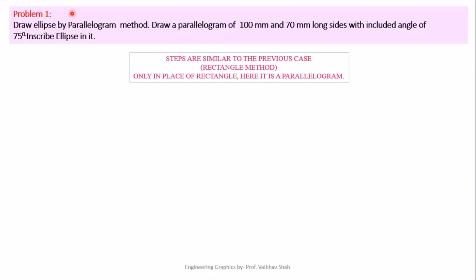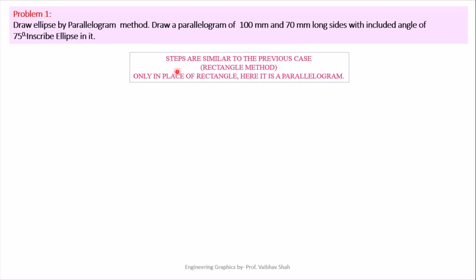So now we'll start from one of the examples. Problem 1, draw an ellipse by parallelogram method. Draw a parallelogram of 100 mm by 70 mm long sides with included angle 75 degree. Inscribe an ellipse in it. So in this case, we have to draw one parallelogram, and as it is said, you have to inscribe, that means you have to draw the ellipse inside that parallelogram.